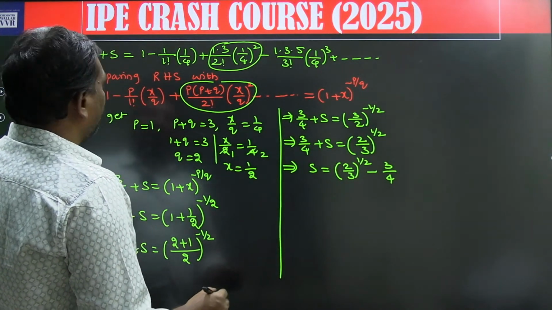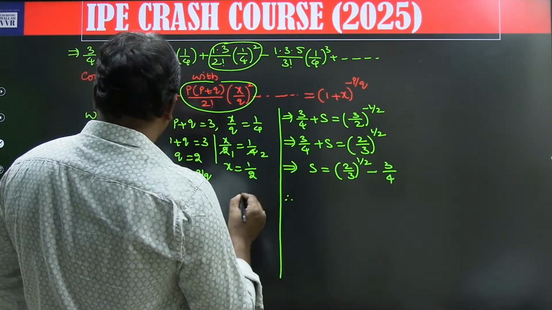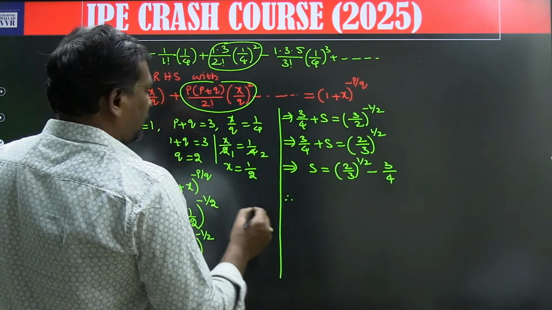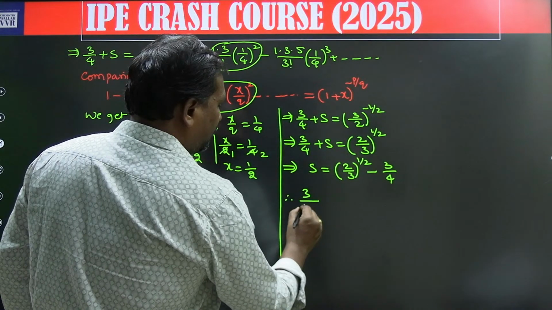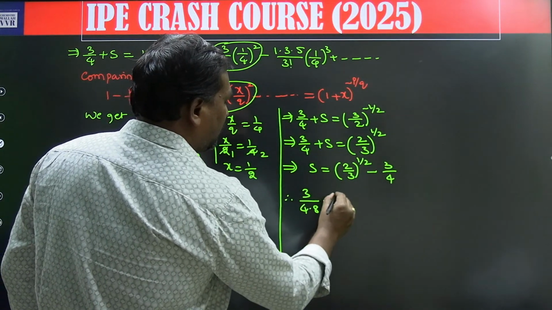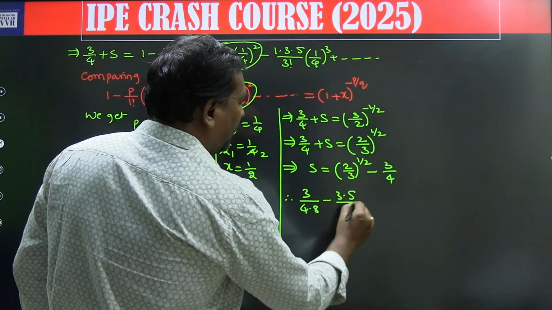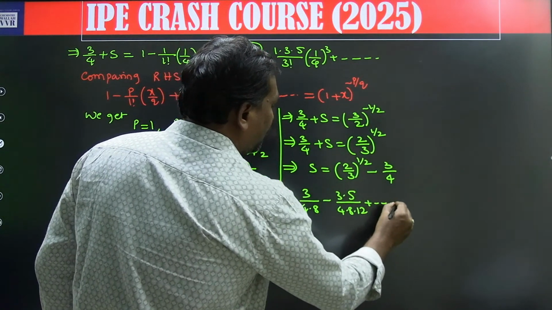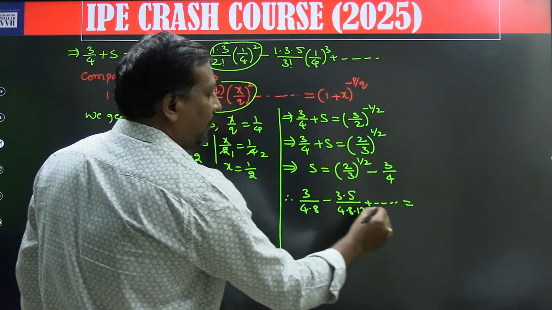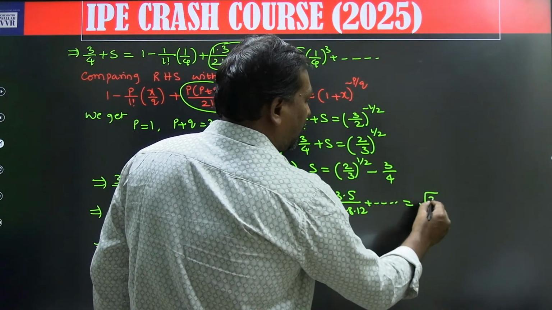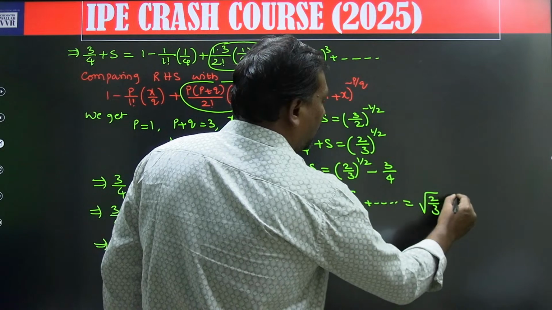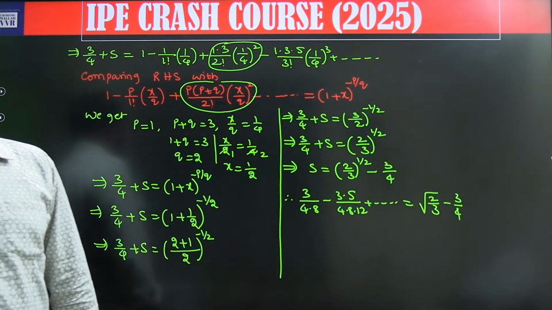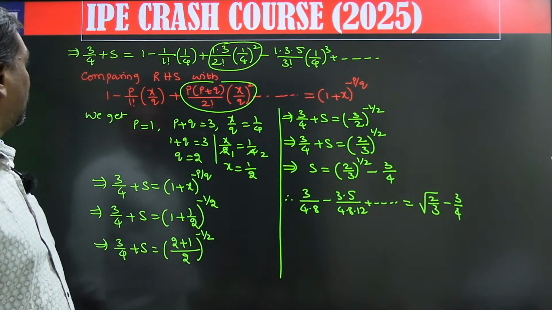So therefore what is the value here? We are having the question 3/(4·8) minus 3·5/(4·8·12) plus and so on is equal to (2/3) whole to the power of 1/2. We can write the square root of 2/3 minus 3/4. This is the final answer.